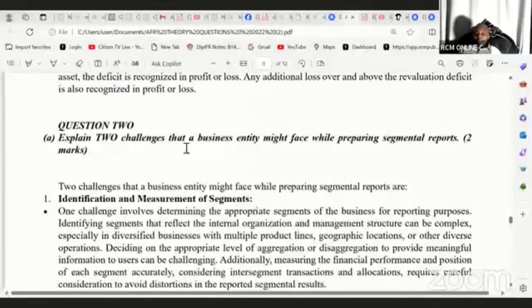So explain two challenges that a business entity might face while preparing segmental reports. Now, ladies and gentlemen, let me give you the first challenge that you shall always encounter when you're preparing your segmental reports. You will always have a situation with identifying the segments themselves. It's not very easy for you to sit down and say that this segment qualifies to be captured as a segment on my financial statements. There are rules, if you remember.